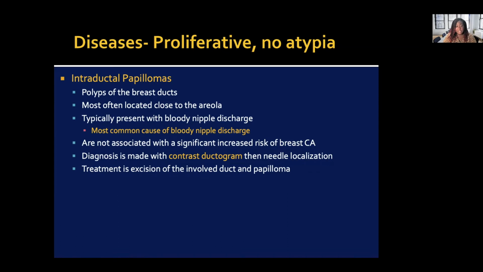The diagnosis is made with contrast ductogram, then needle localization, classically. However, often MRI is used to identify areas of concern when we talk about nipple discharge. Treatment is excision of the involved duct and papilloma.